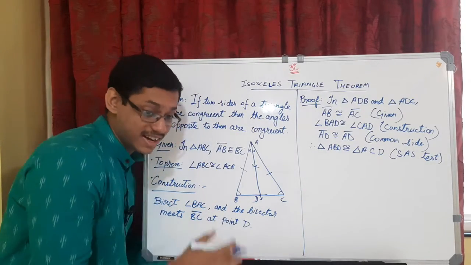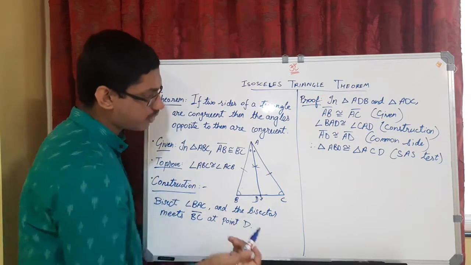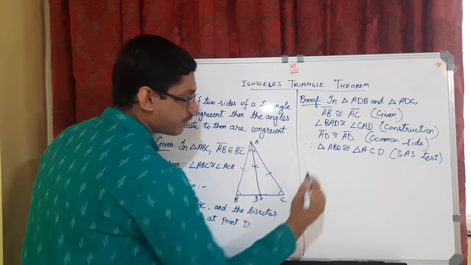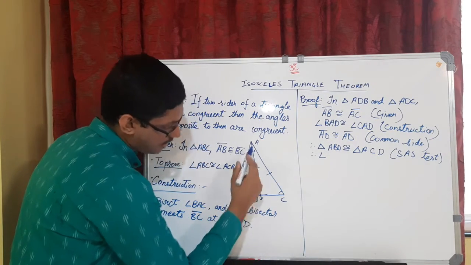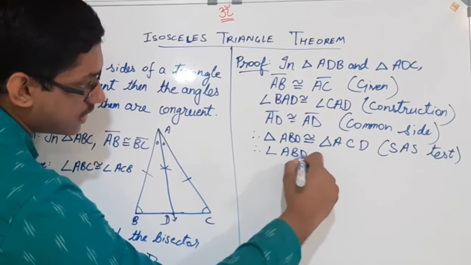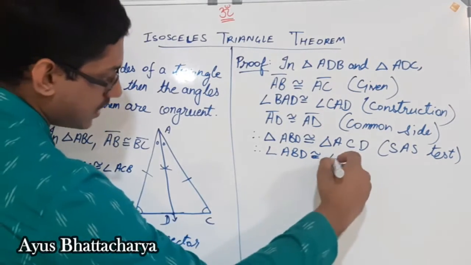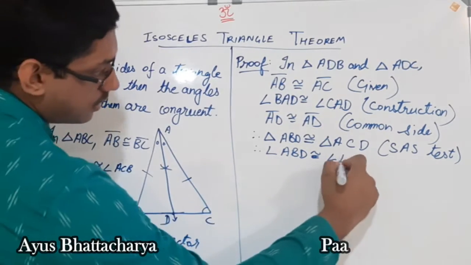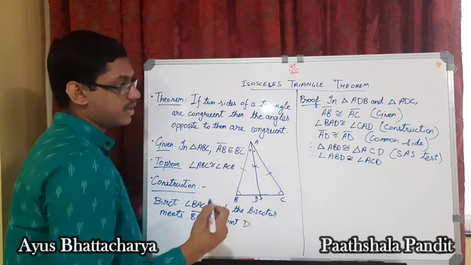Now what can we write? We have to write this thing only to prove. So therefore angle ABD, write this ABD. ABD you write first, then write ACD. Now what is the reason behind it?